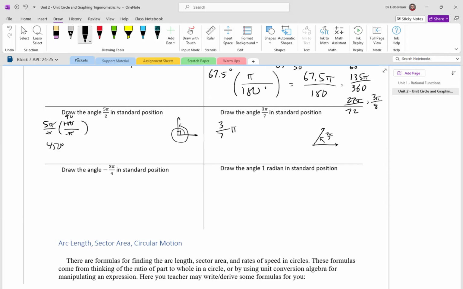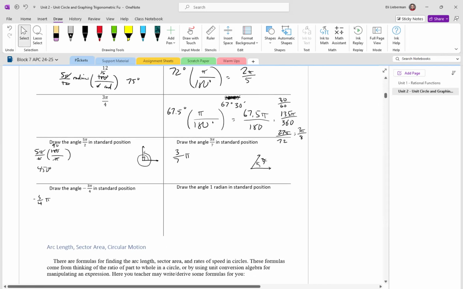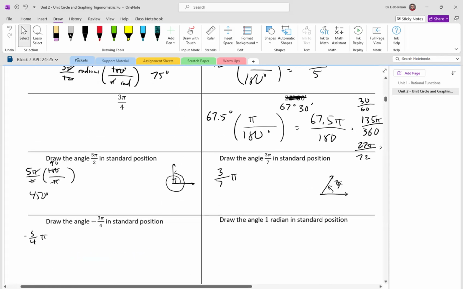So -3 pi/4. Can we do that the same way? Or maybe you already know if you studied the unit circle last year. I mean, 3 pi/4 is just like 2 pi/4 out. Oh, that's true. Yeah. Oh, I skipped that one, didn't I? Sorry about that. 3 pi/4. Show me the direction, please. 3 pi/4.